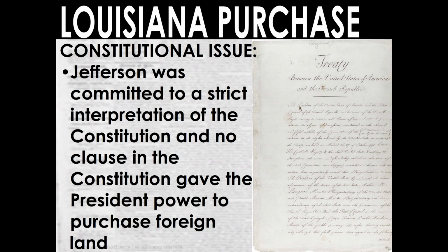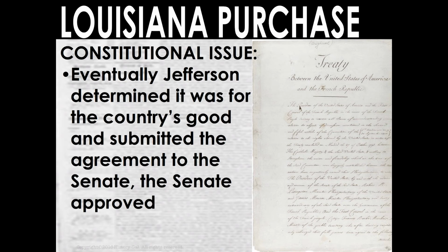Foreign land. So eventually Jefferson determined that it was for the country's good and submitted the agreement to the Senate, and the Senate approved. He thought that buying this good chunk of land was in the best interest of the United States, so we can expand westward. We have a larger land mass, you can increase your population. And we learn in your high school class, this is the gold rush in San Francisco. If you ever wondered, the San Francisco 49ers is derived from the gold rush.